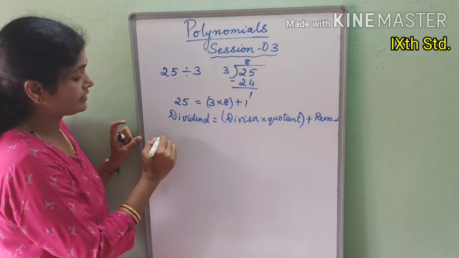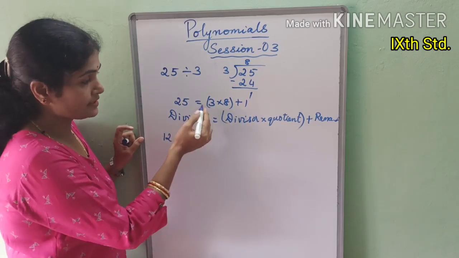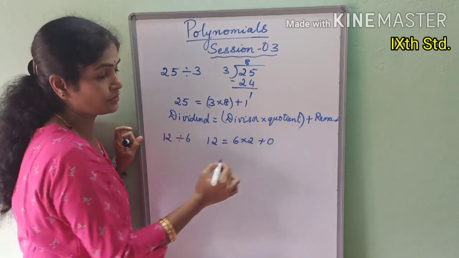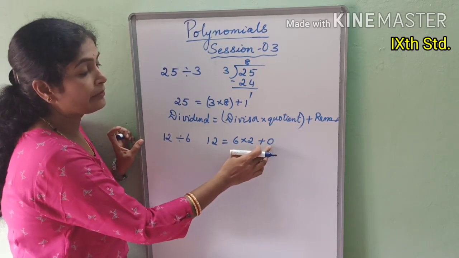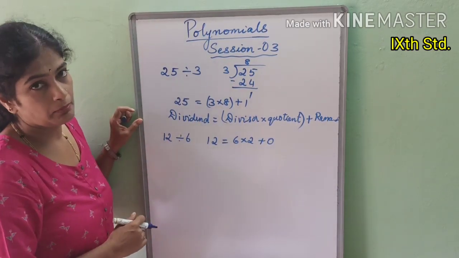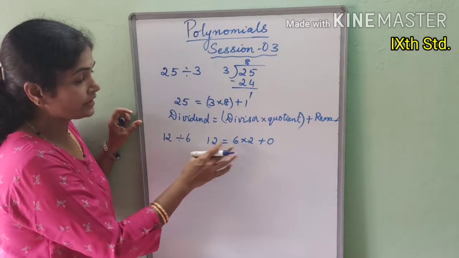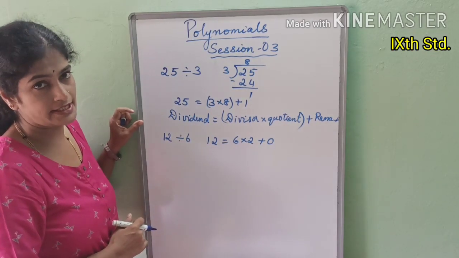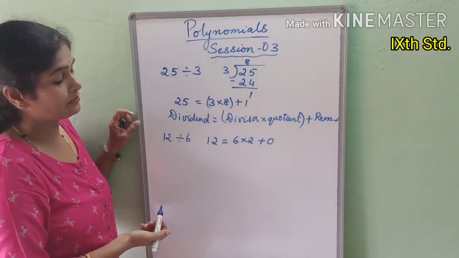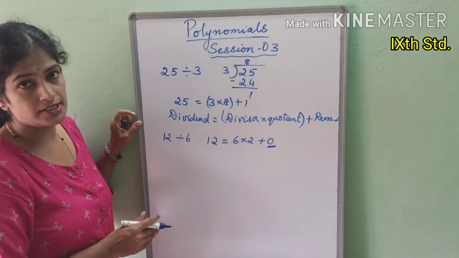Now suppose we consider another number 12, divided by 6. In the same way, 12 is equal to 6 into 2 plus 0. If you note here, the remainder is 0. When the remainder is 0, 6 is a factor of 12 and 12 is a multiple of 6. You take any other numbers the same way. Either you will find that the remainder is 0 or the remainder is something else.